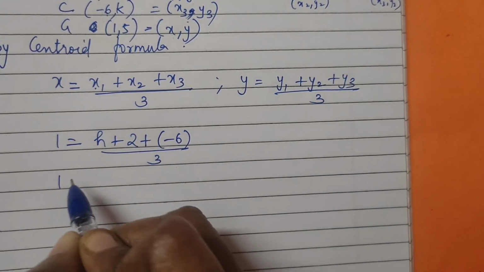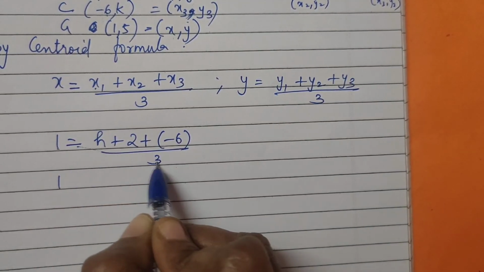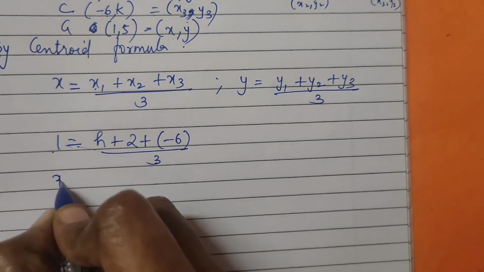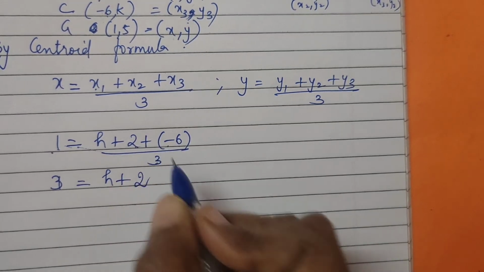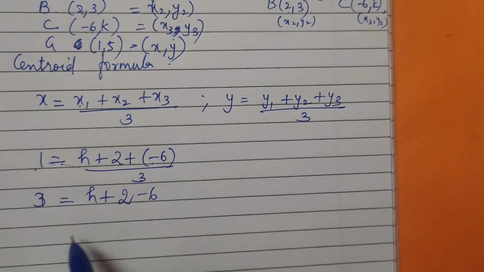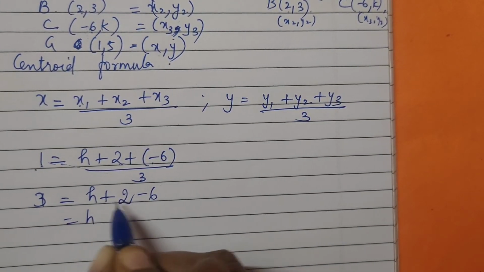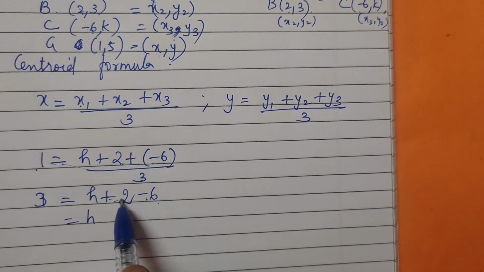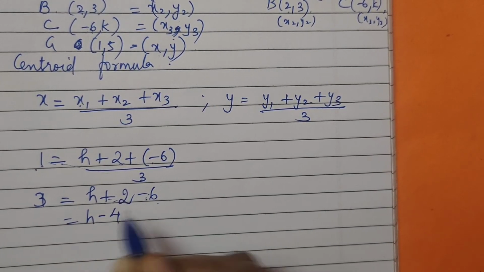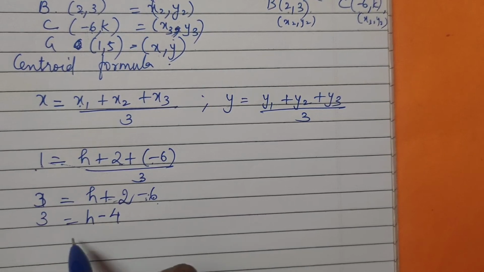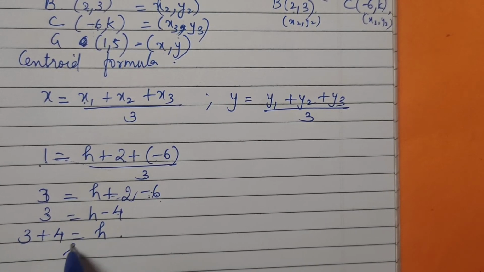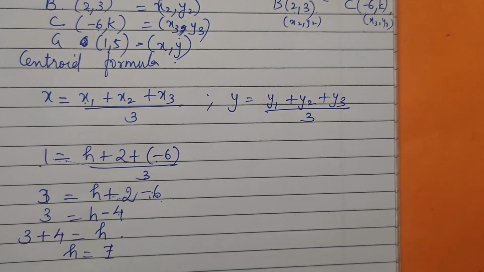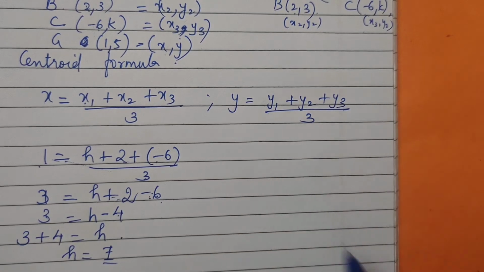So 1. We can do a cross multiply also. 3 into 1, 3 you will get, equal to h plus 2 plus into minus 6. Okay, my dear. So h plus into minus: 6 minus 2 is 4, but minus 4 because 6 is the biggest number. Now we can keep h here itself. 3 plus, the minus 4 comes here, so plus 4. So you get the value of h as 7. Okay, 7 you got. Now let's go for the other one.